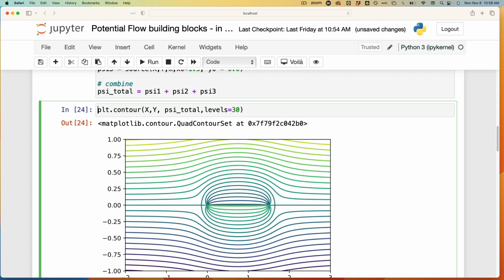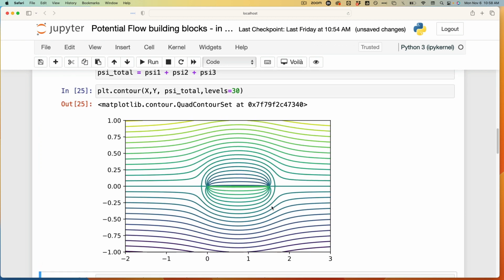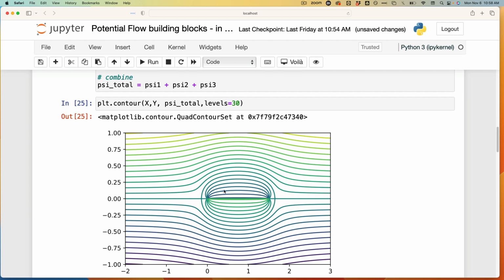If I want a correct aspect ratio, you have to create a figure. I'm not going to do that now. I don't want to overwhelm you with that stuff. But okay.